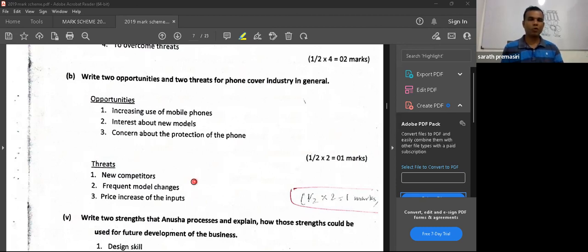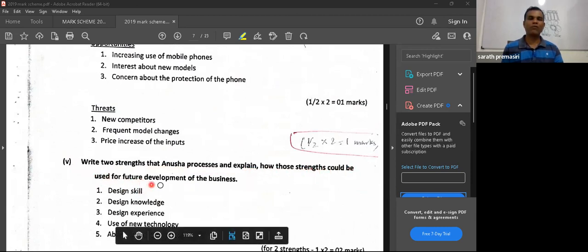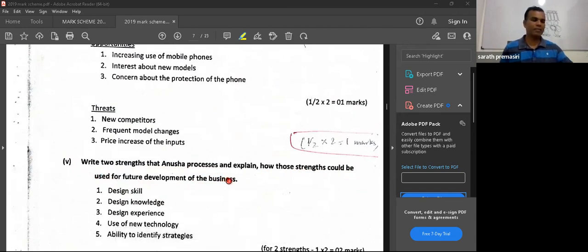Yes. Right. Now let's move on to the next part. Write two strengths that Anusha possesses and explain how those strengths could be used for future development of the business. You know that by analyzing the SWOT, a business person can identify strengths and weaknesses. They can capitalize on opportunities. They can identify threats and avoid these threats.